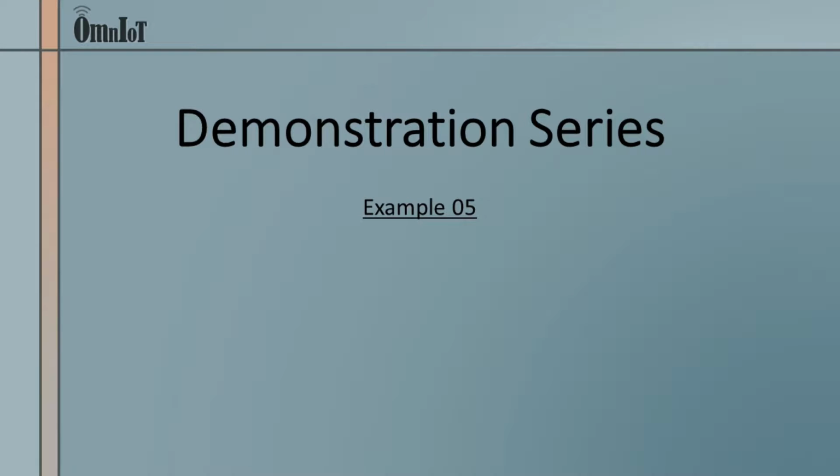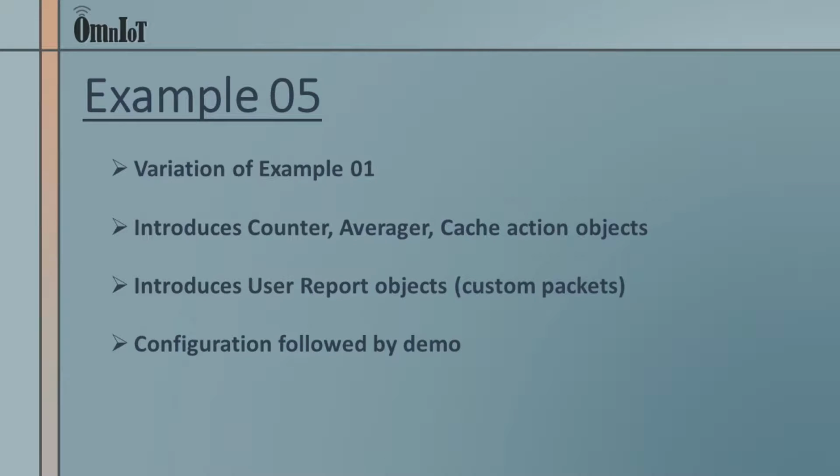Hello, this is the fifth and final video of our Omniot SoftHub platform demonstration series. In this video, we'll again use the first example as a starting point. We'll alter the functionality somewhat, though, to introduce several new objects and concepts. We'll be introducing counter, averager, cache, and user report objects.